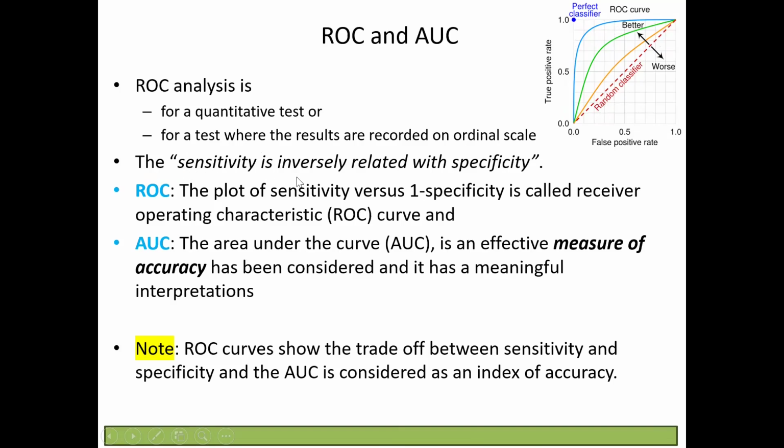Since the sensitivity is inversely related to specificity, the plot of sensitivity versus 1 minus specificity is called receiver operating characteristic curve. And the area under the curve is an effective measure of accuracy. The area under the curve for blue is very high as compared to green and orange, and this straight red line is of zero diagnostic importance. So ROC curve shows the trade-off between sensitivity and specificity, and AUC is considered as an index of accuracy.